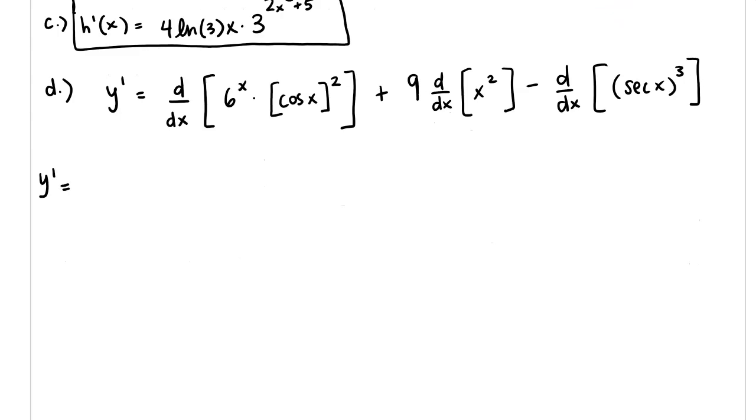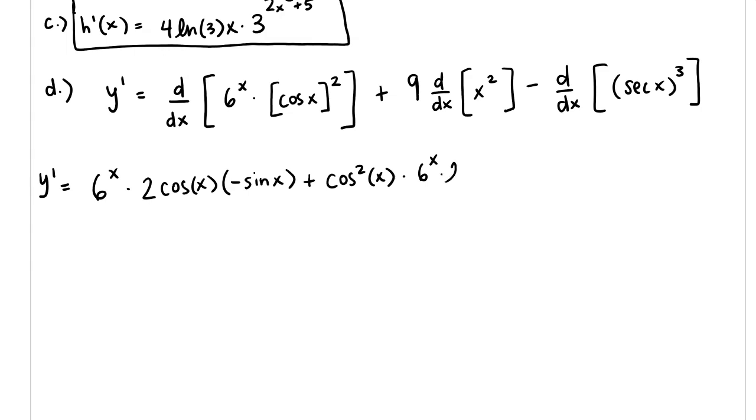First up, I'm going to need to use product rule. So we have first times the derivative of the second function, which is going to be 2 times cosine of x, and then I decrease the power by 1, and the inner function there is cosine, so then I'm going to need to multiply by the derivative of the cosine function, which is negative sine of x, plus the second function times the derivative of the first function, which is 6 to the power of x times the natural log of 6.